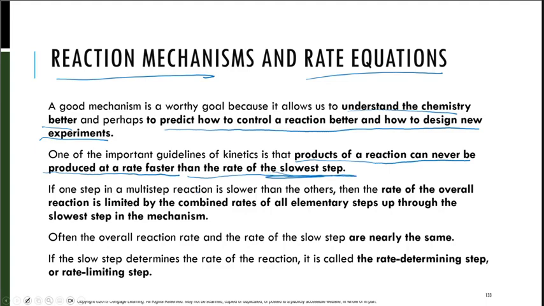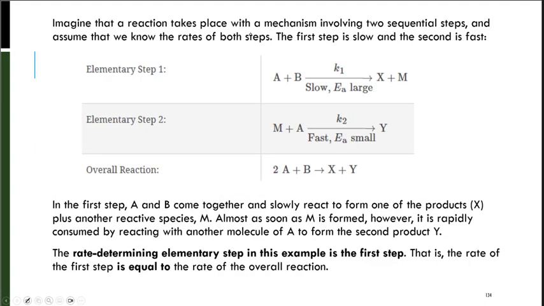If one step in a multi-step reaction is slower than the others, then the rate of the overall reaction is limited by the combined rates of all elementary steps up through the slowest step in the mechanism. Often the overall reaction rate and the rate of the slow step are nearly the same. If the slow step determines the rate of the reaction, it's called the rate determining step or the rate limiting step. Imagine that a reaction takes place with a mechanism involving two sequential steps, and assume that we know the rates of both steps. The first step is slow and the second is fast.